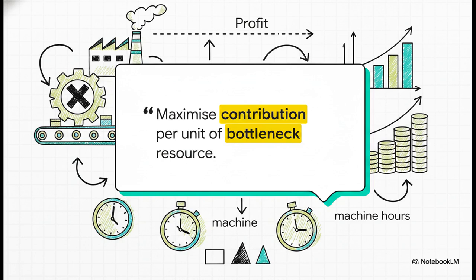If you remember only one single thing from this entire explainer about single limiting factors, please let it be this golden rule. Maximize contribution per unit of bottleneck resource. Notice we are not maximizing profit per unit. No way. We're maximizing contribution per unit of the bottleneck. So, if machine hours are holding you back, you want to produce the item that gives you the absolute highest contribution for every single hour that machine is running.